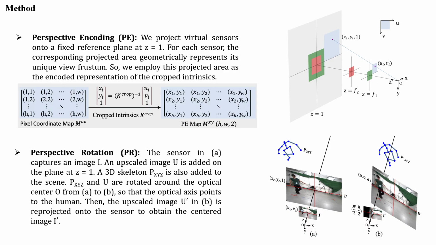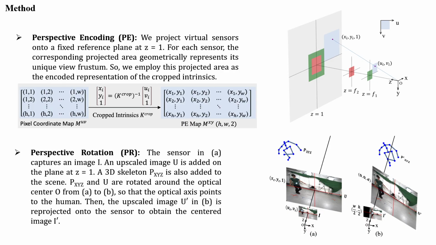The red virtual sensor has a larger focal length compared to the green and blue virtual sensors. Additionally, the red and green virtual sensors are aligned along the optical axis, while the blue virtual sensor is placed off-axis, which is common for cropped images. For their projected areas, the red virtual sensor has a larger focal length than the other two virtual sensors, so its corresponding projected region is smaller.